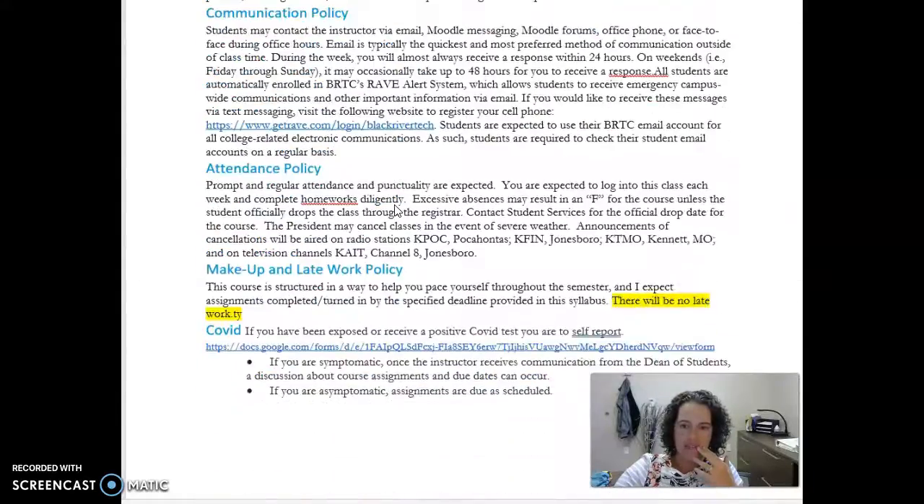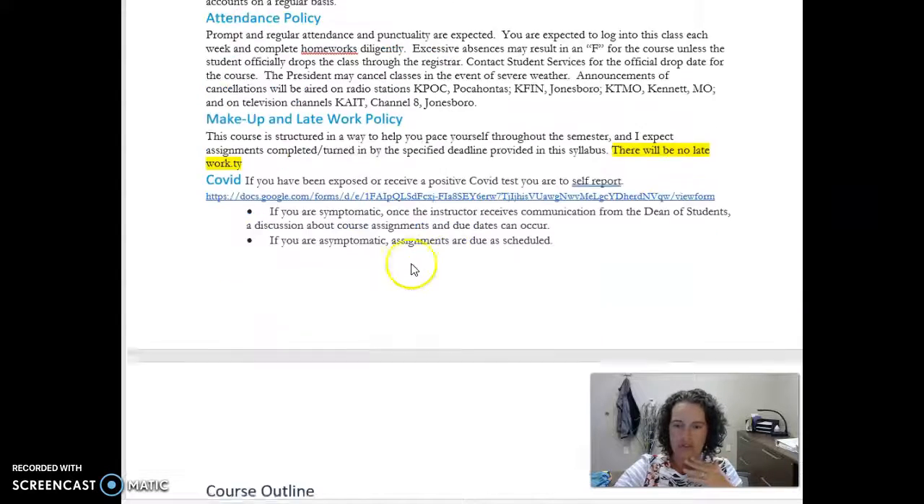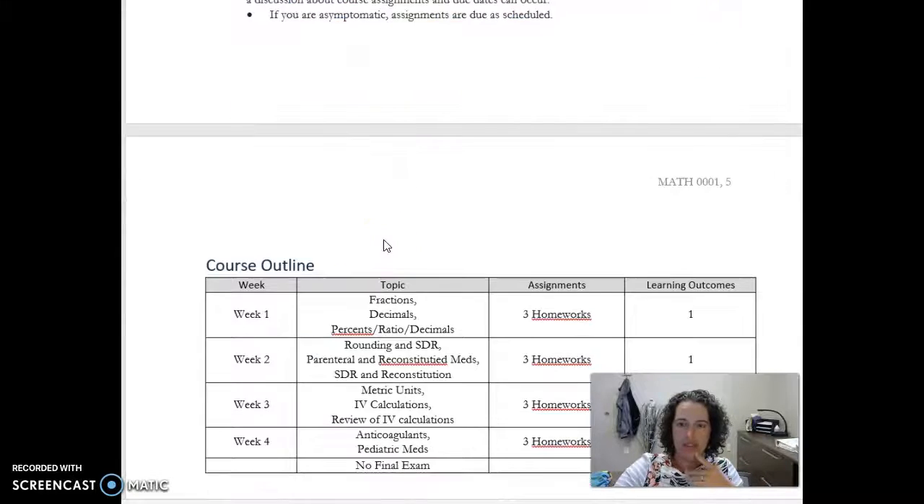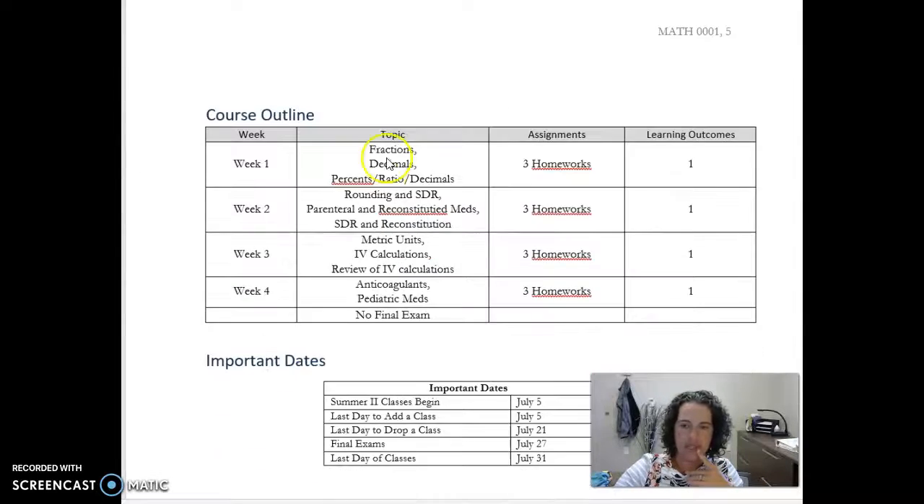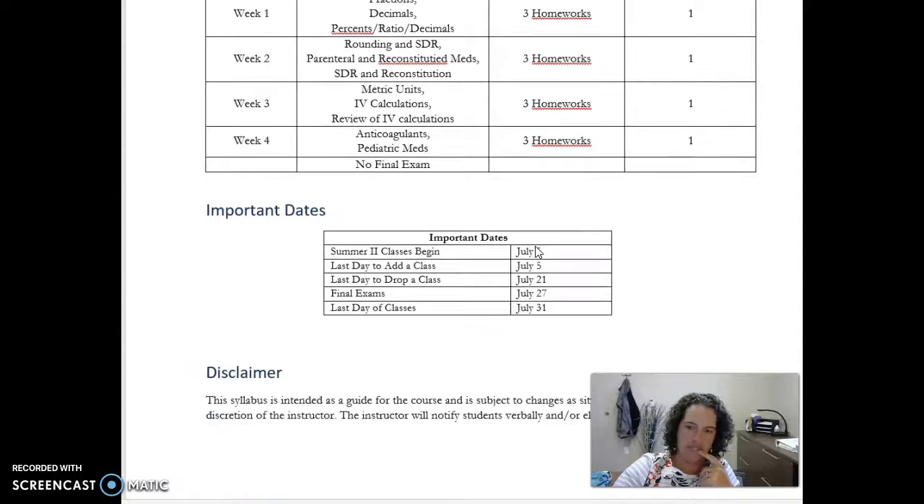Policies are all the same. Makeup and late work, there is no late work. Okay, do it all the first time. So our course outline, you can see we cover about 3 different topics each week. And again, it corresponds to the 3 different chapters that you're covering in the Math for Healthcare class. So you'll have 3 homeworks to do in here each week. There are lessons as well that you need to read through and get all the information from. But all the rest of that should be the same.